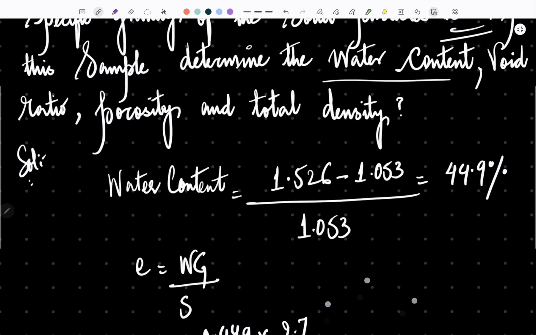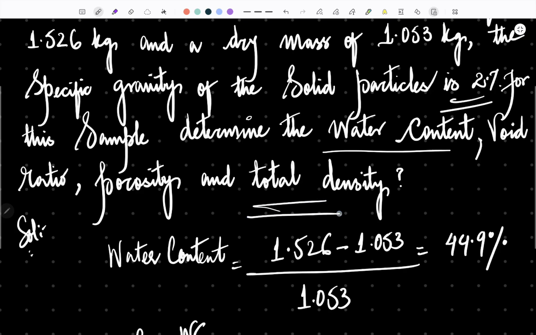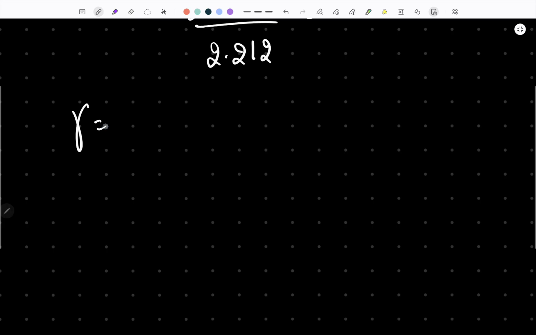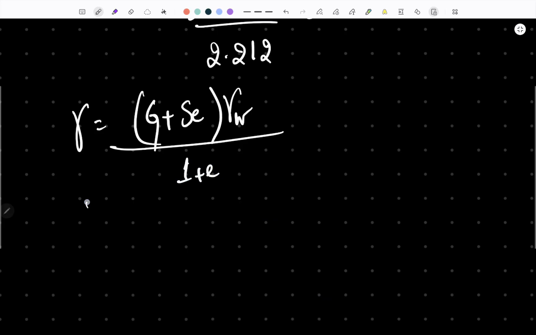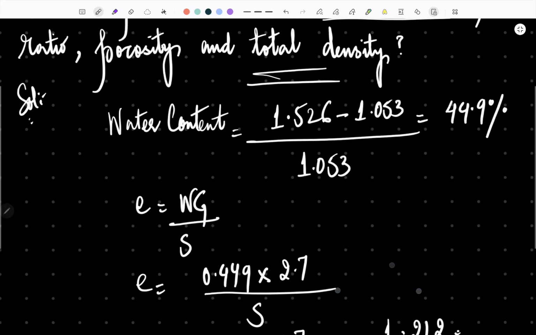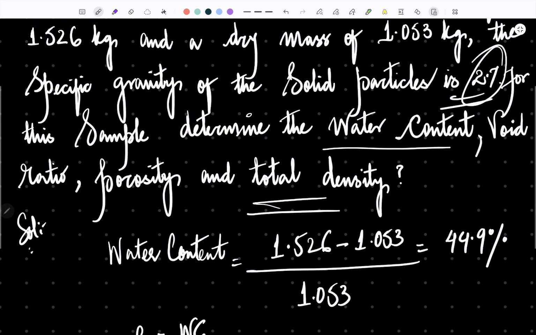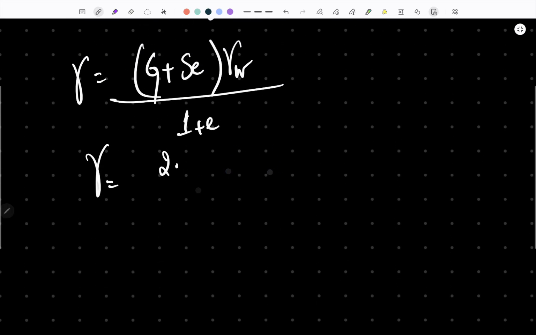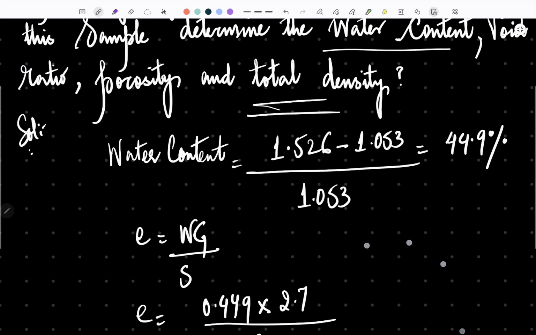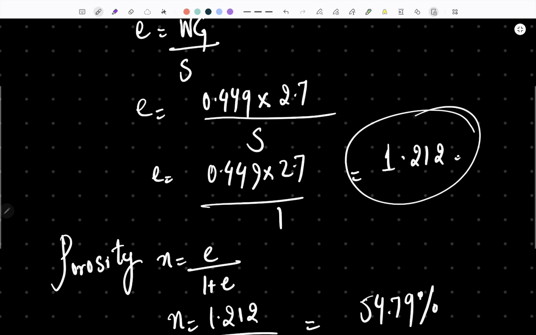The last thing that needs to be found out is the total density, or the bulk density. So the total density by the generalized equation is (G plus SE) gamma water divided by 1 plus E. So the total density: G is 2.7 over here, S is 1 since it's saturated clay, and E is 1.212.